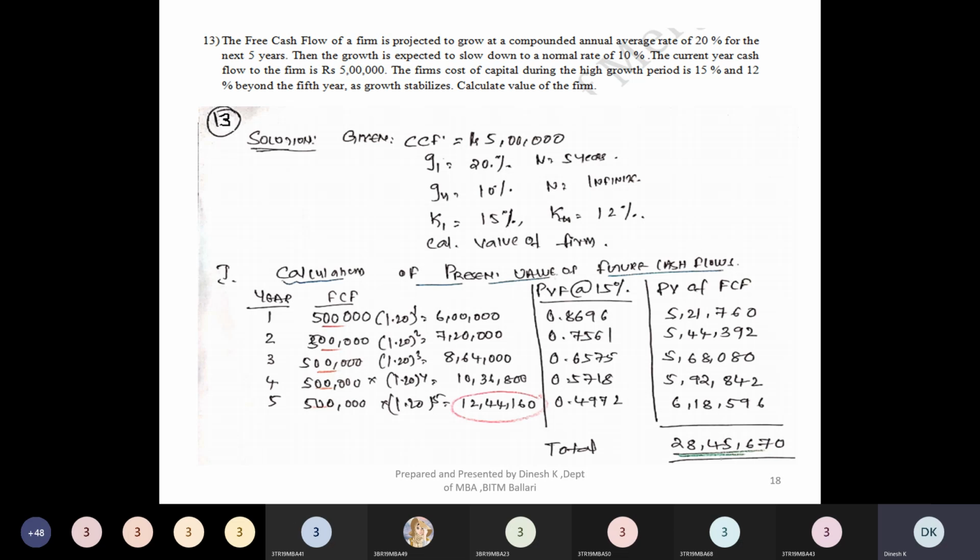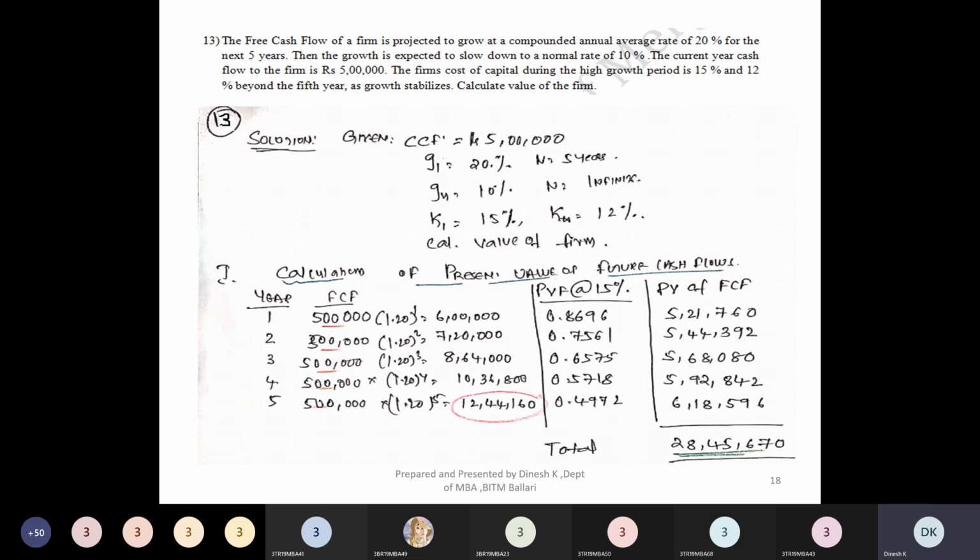Fine. So coming to the first thing, currently the future cash flows are 5 lakhs. Then we need to calculate for the next 5 years. The first step would be calculation of the present value of the future cash flows, right? To calculate the present value of the future cash flows, first we need to know what the future cash flows are, right? Once you know the future cash flows, then it is very easy for you to calculate the present value of the future cash flows, right? So first we will calculate the future cash flows.